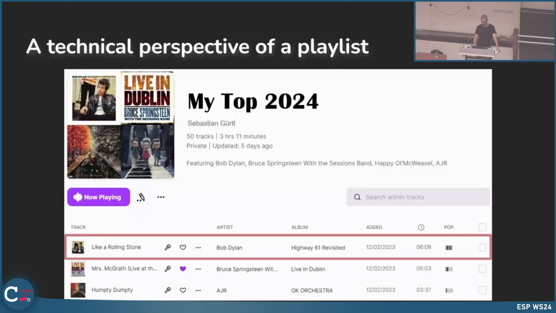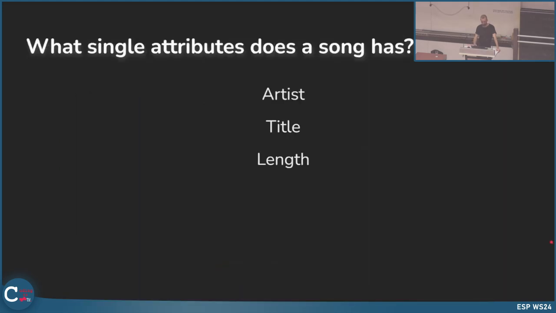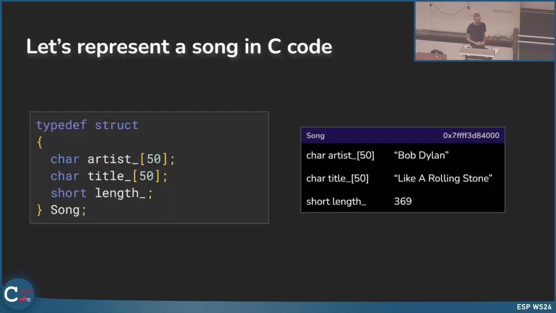So I have here one element, one track in this case. The track has an artist, it has a track title. It has more additional information, but when we now want to implement it, we just want to talk about the artist, for example, the title and the length of a song. This is sufficient for now. So when we want to implement it, we can create a struct with artist, title, length inside. Let's say the artist cannot be longer than 50 characters, the title too.